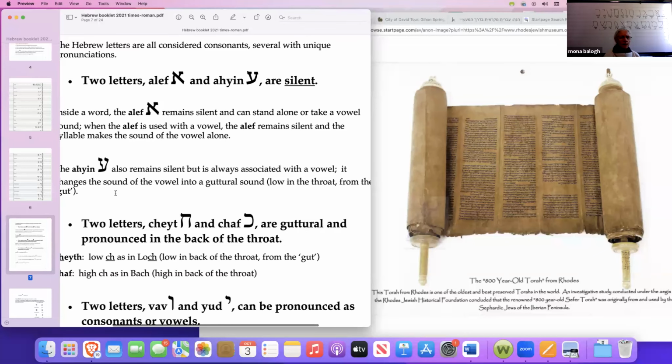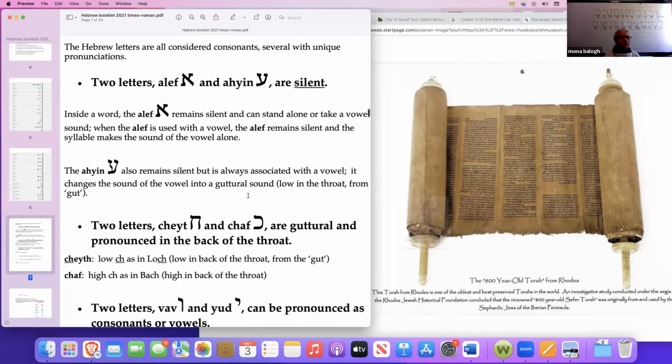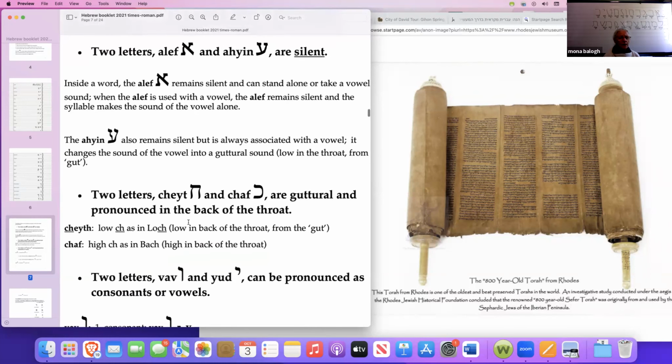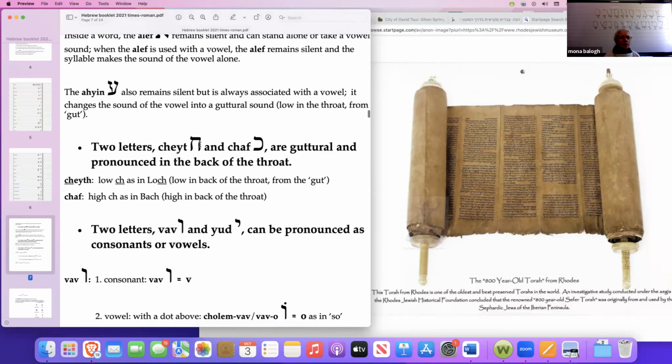It changes the sound of the vowel into a guttural sound, okay, low in the throat from the gut. Two letters, chet and chaf, are guttural and pronounced in the back of the throat. Just like the ayin vowel, the ayin is silent, but the vowel sound associated with the ayin is the guttural. But these two letters have sounds of their own, chet and chaf.